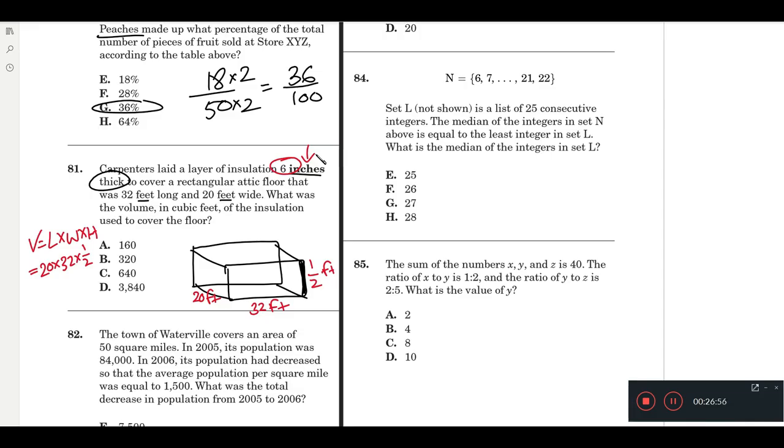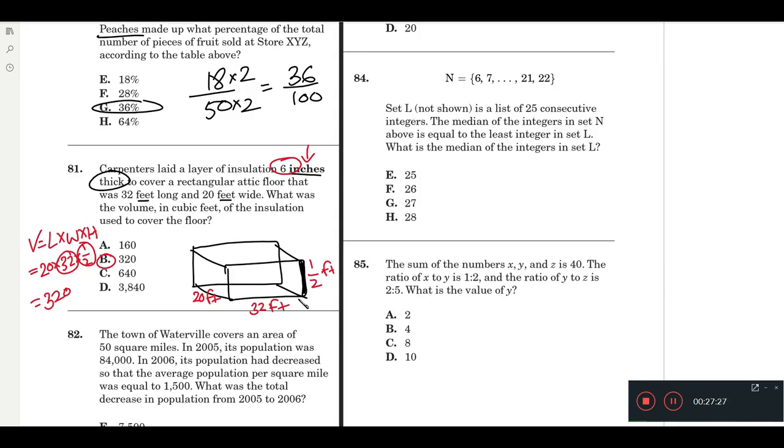Lots of students will not convert them, and they will just multiply because their focus is, "Oh, I know it. It's just length times width times height." And then they're just going to be rushing it because they are very excited. They even bolded it for you. They're even being nice to you by bolding it. So they will do that. So 32 times half is what? 16. 16 times 20 is 320.